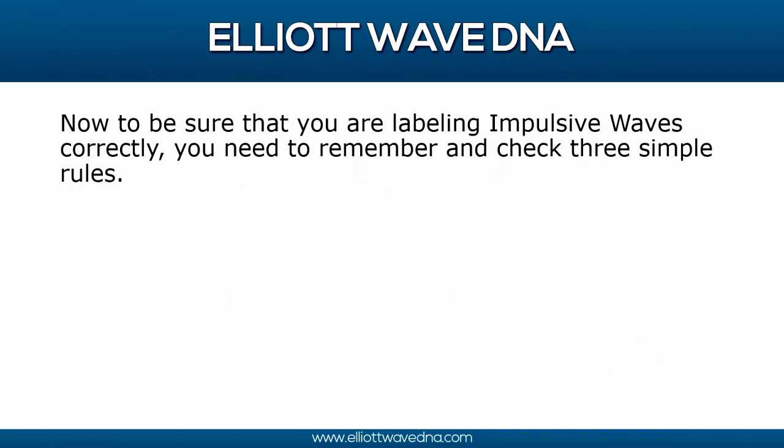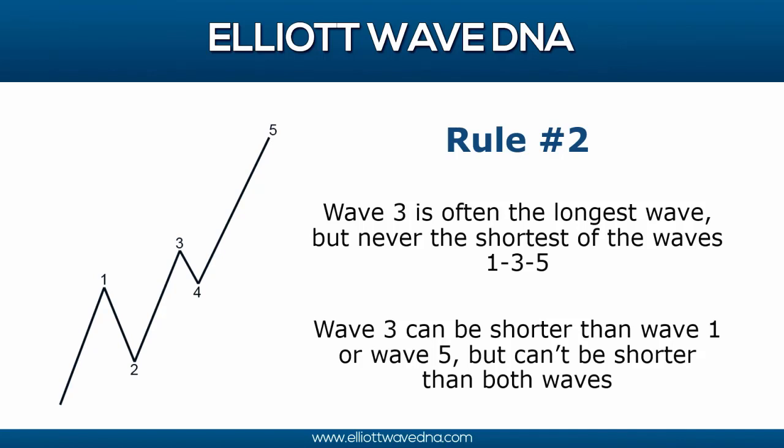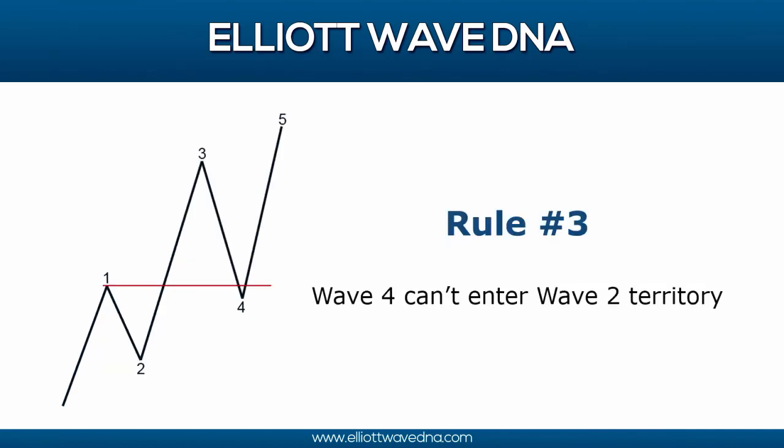Now, to be sure that you are labeling impulsive waves correctly, you need to remember and check 3 simple rules. Let's start with rule number 1. Wave 2 never falls below the starting point of wave 1. After that, we have rule number 2. Wave 3 is often the longest wave, but never the shortest, of waves 1, 3, and 5. Wave 3 can be shorter than wave 1 or wave 5, but can't be shorter than both waves at the same time. And the final rule is that wave 4 can't enter wave 2 territory.